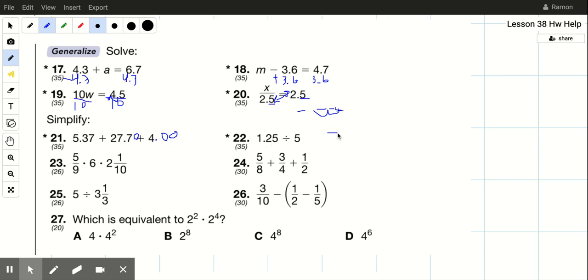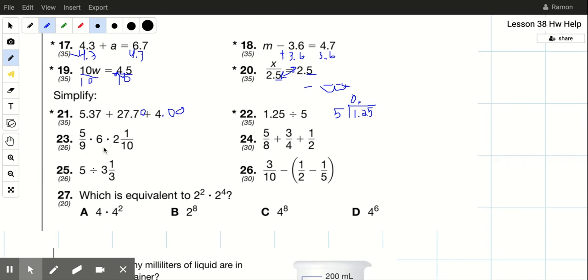22, we will use long division. So that's going to be 1.25 inside the division box. We place the decimal directly above itself, and then we just divide like we normally would.